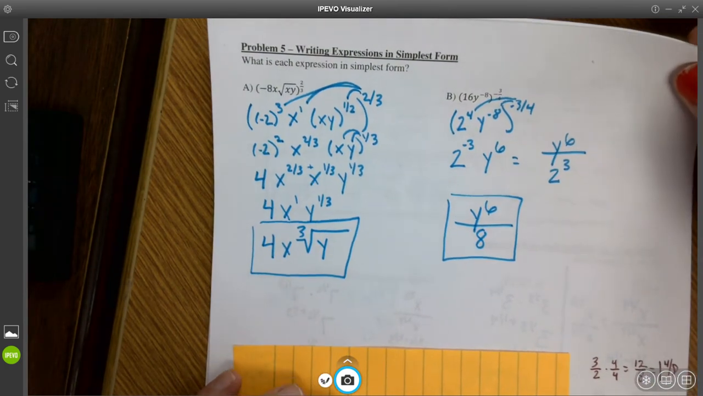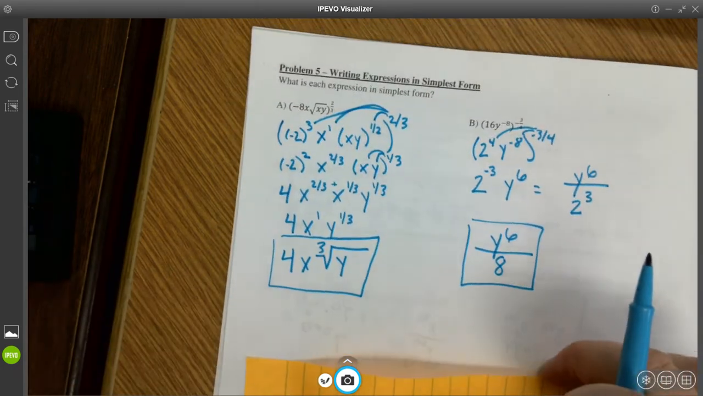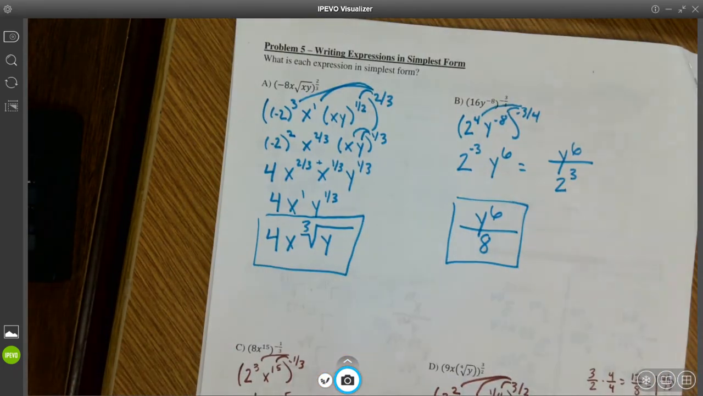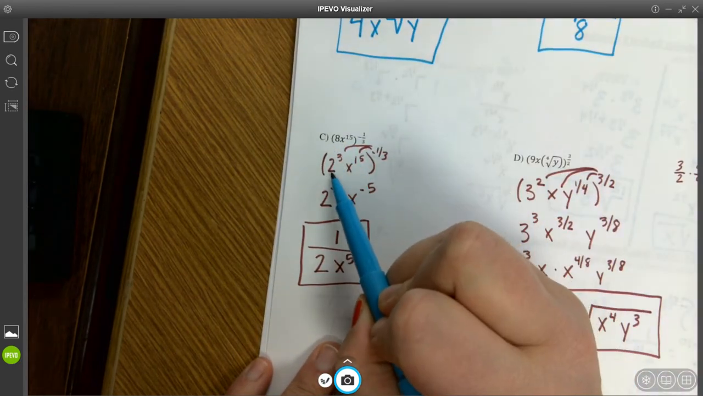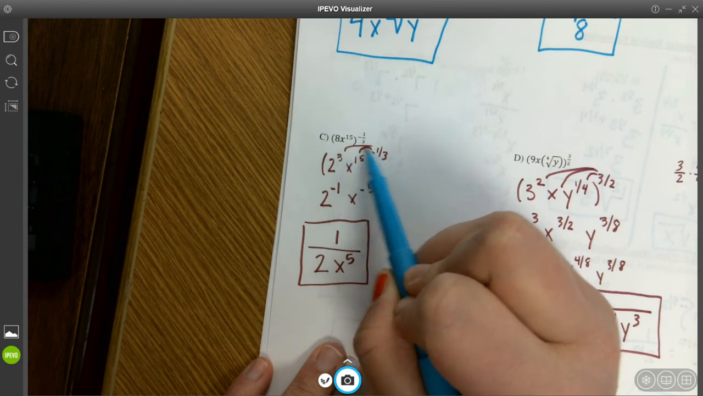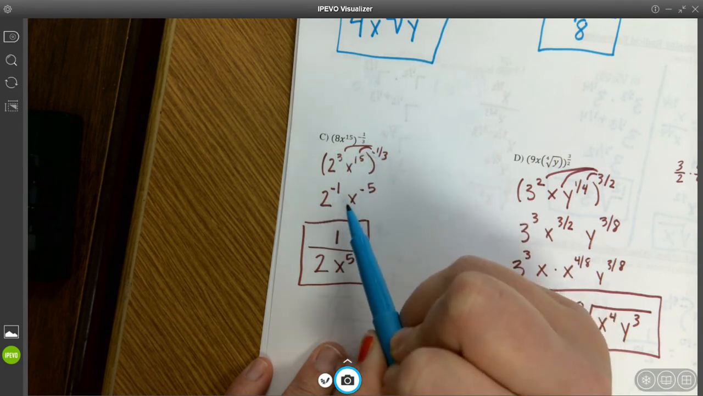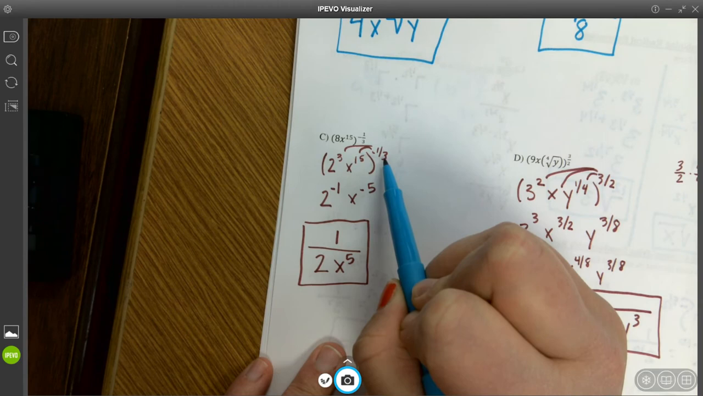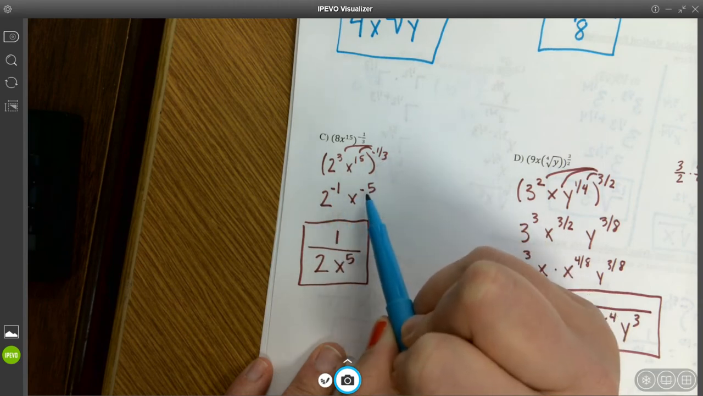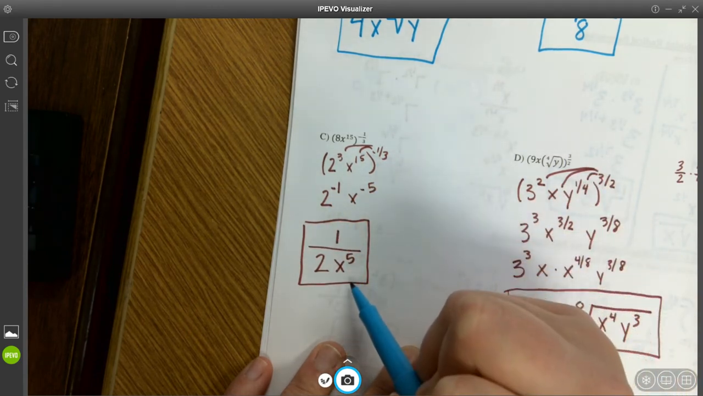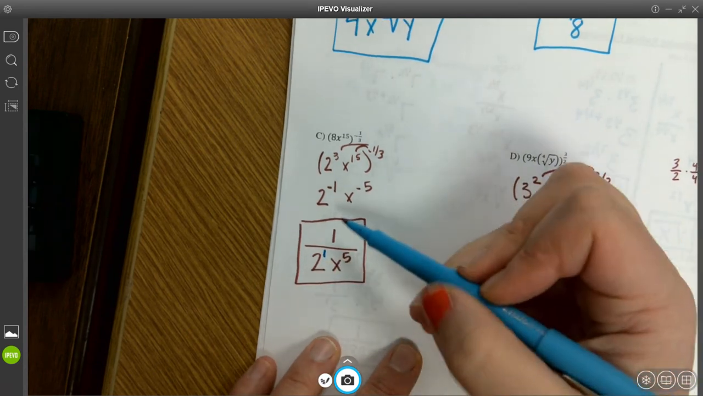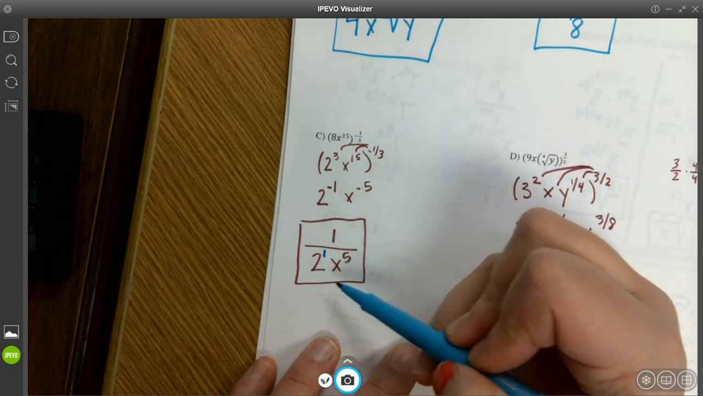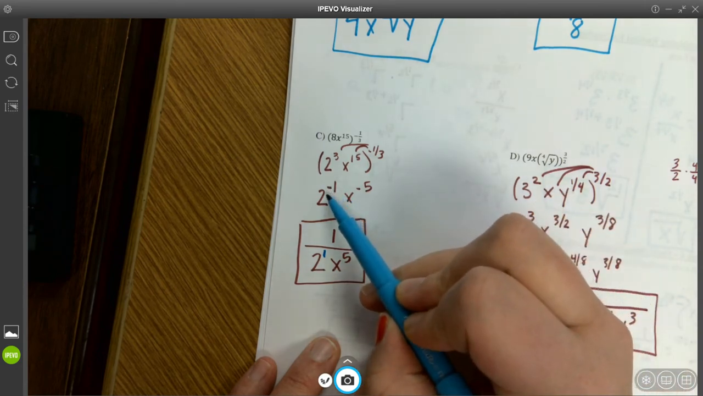Please try C and D by yourself. Pause. Unpause. First, 8 is 2 cubed. Power to a power, I multiply. I get 2 to the negative 1, x to the negative 15 when I multiply that in. Both of these are negative, both of them have to move to the bottom of the fraction. You can have a positive 1 right there. You don't have to, but it should be a fraction. 1 over 2 x to the 5th, because this is negative right here.